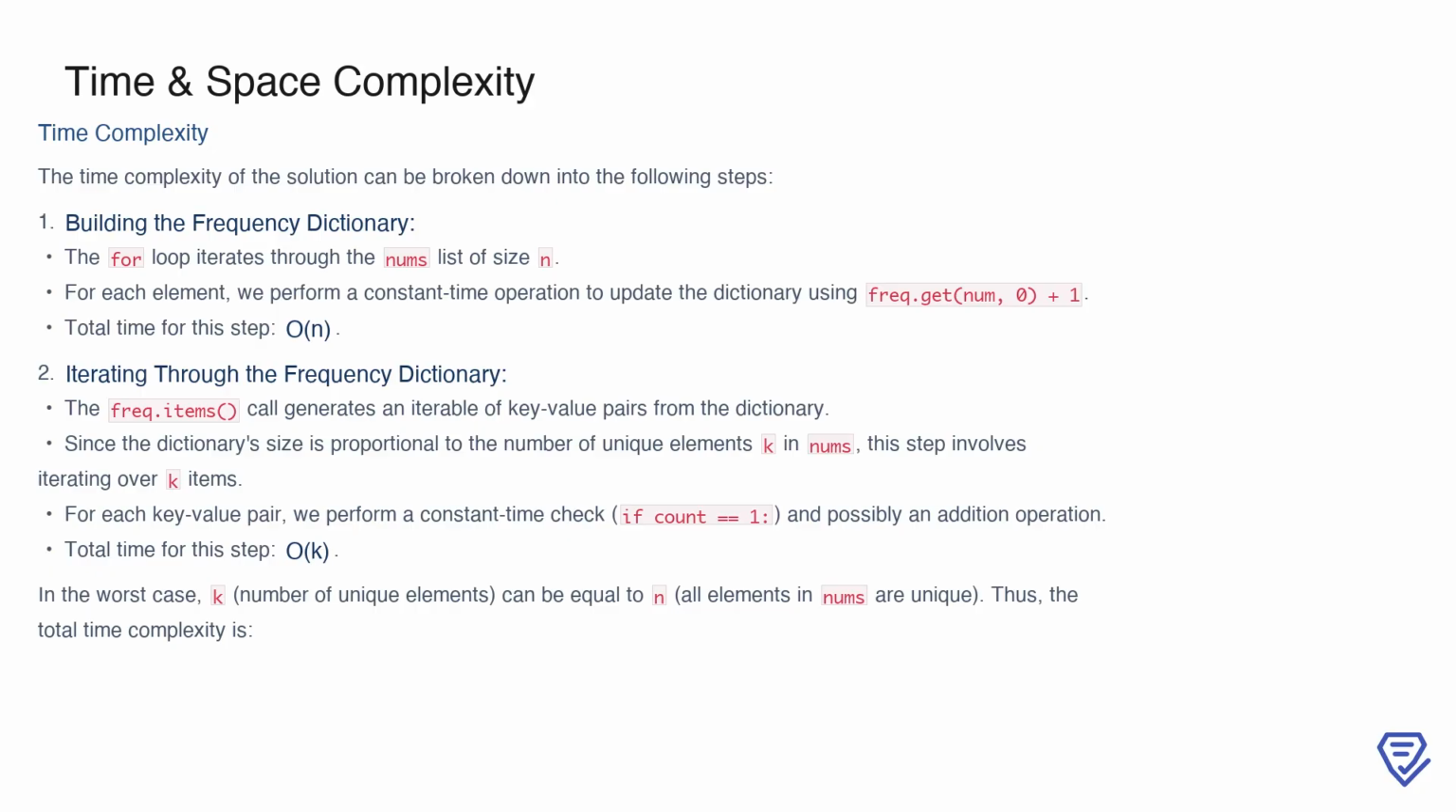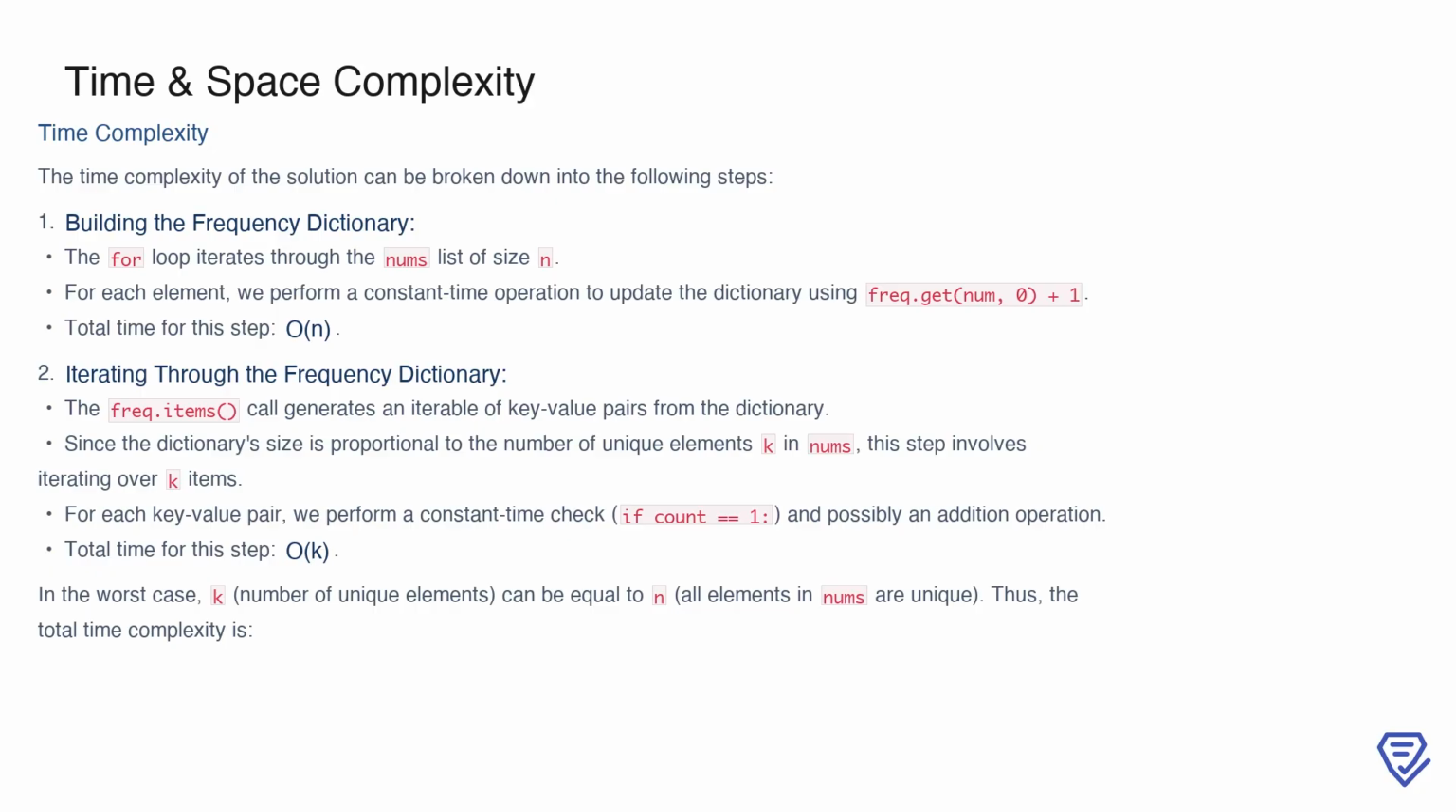Next, we consider the iteration through the frequency dictionary itself. The frequency.items method gives us an iterable of key-value pairs, and since the dictionary size is proportional to the number of unique elements k in nums, we are iterating over k items. For each of these pairs, we perform quick, constant time operations such as checking a condition or performing an addition. This step contributes O(k) to the overall time complexity.